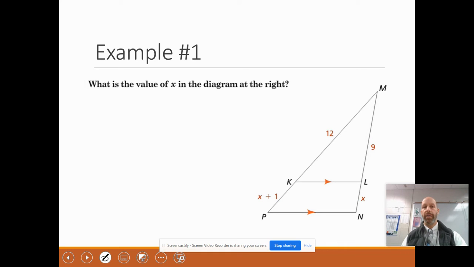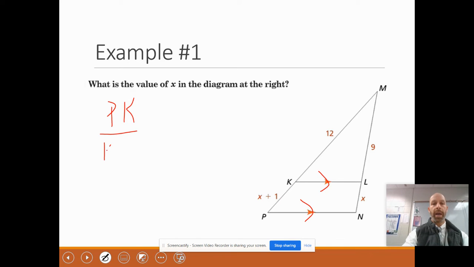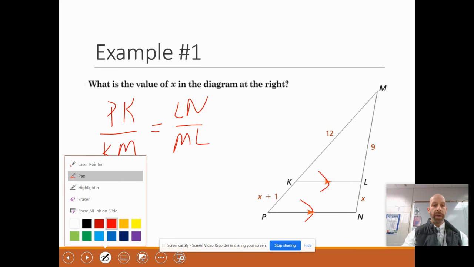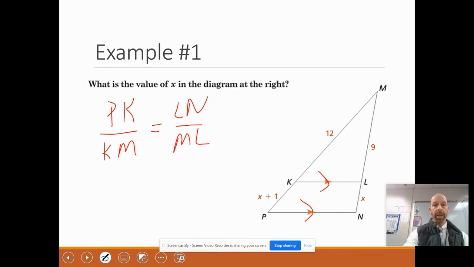It says, what is the value of x in the diagram at the right? Now note, this KL is clearly not a mid-segment, but note that KL is parallel to PN. So what that tells us then is that PK is to KM as LN is to ML. In other words, now we can convert that into the following. x plus 1, that's the length of PK, is to 12 as LN, which is x, is to 9.